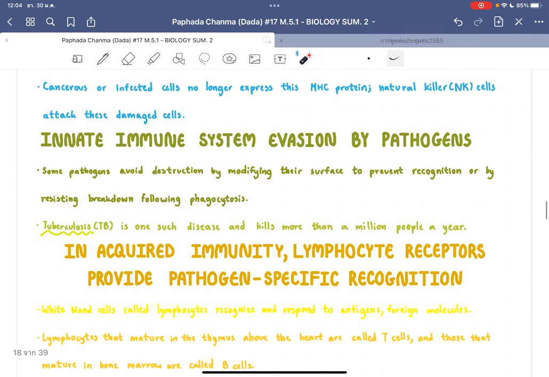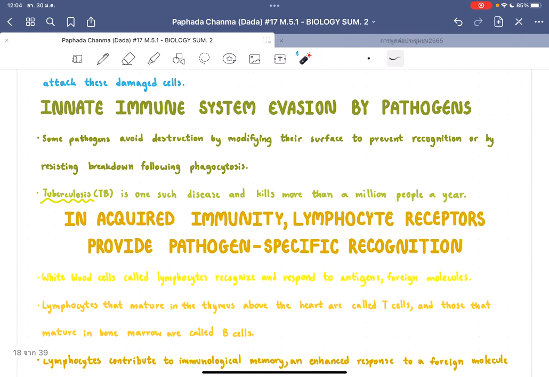Immune system evasion by pathogens. Some pathogens avoid destruction by modifying their surface to prevent recognition or by resisting breakdown following phagocytosis. Tuberculosis, or TB, is one such disease that kills more than 1 million people a year.